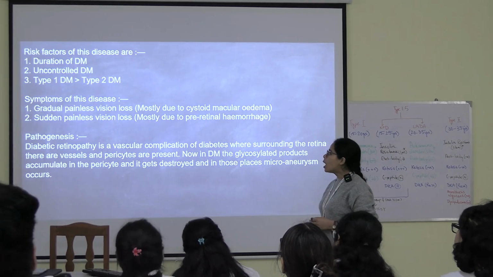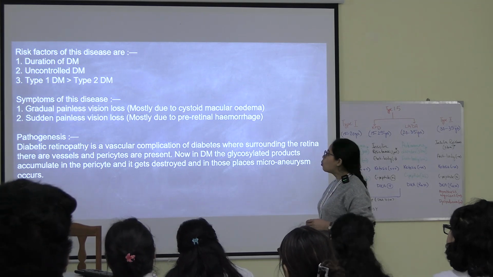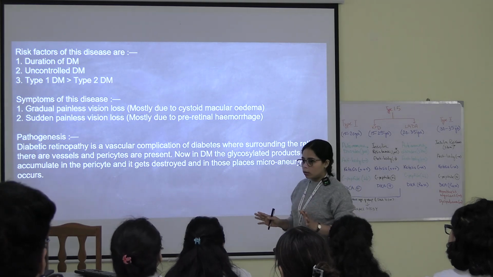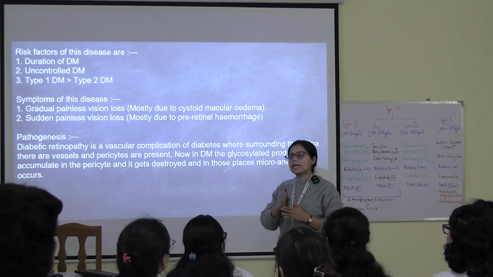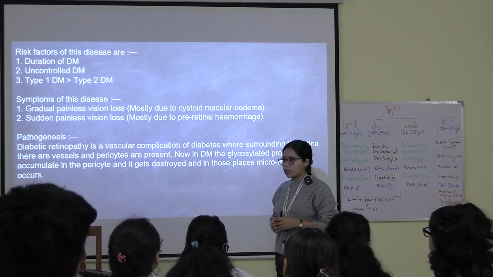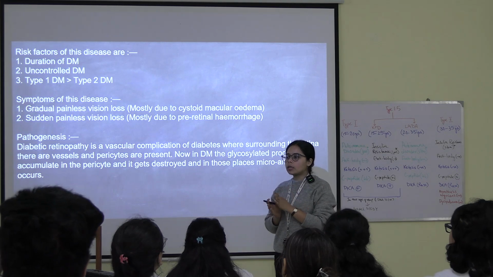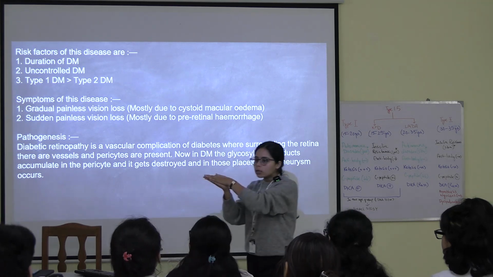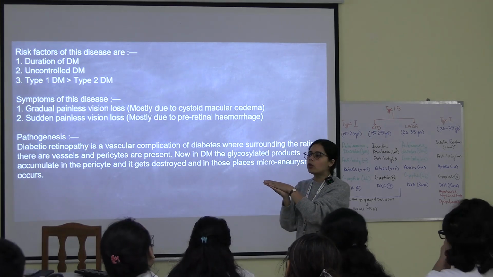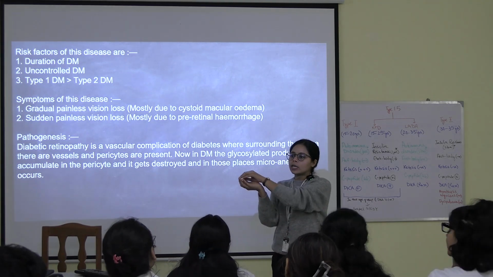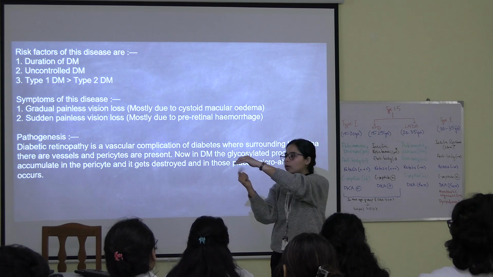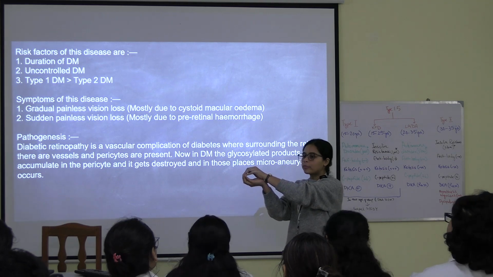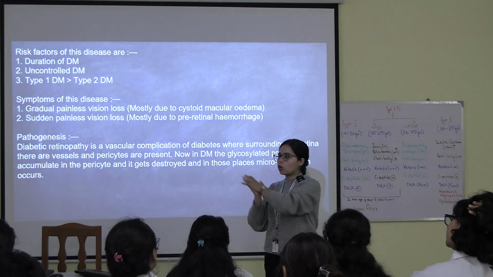Symptoms of this disease are gradual painless vision loss, mostly due to cystoid macular edema. Now your ophthalmology is not covered, right? So you will not know. Our retina has 10 layers. Suppose between the last layers, that is between the 9th and 10th layer, which was supposed to be like this, but because of water accumulation in these two layers, it became like this. This is cystoid macular edema. Now will the vision be clear in that case? It will not be clear, right?